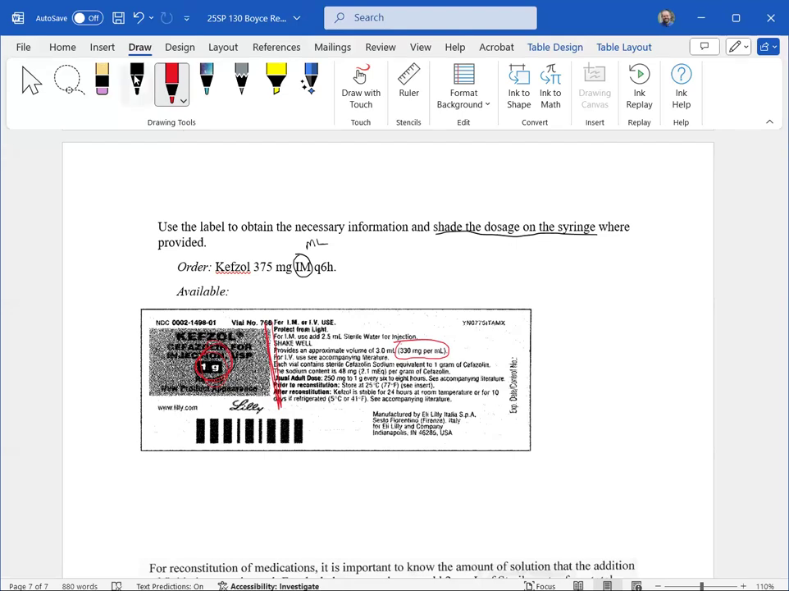So we're going to take our order, 375 milligrams, times our available. If you do ordered over available, you can do this either way, as long as we're getting the same thing. My available is 330 milligrams and my quantity is 1 mL. So I'm just going to take 375 divided by 330, and I'm going to get 1.136. I'll round that to 1.1 milliliters. So on my syringe, I would just mark 1.1 milliliters.